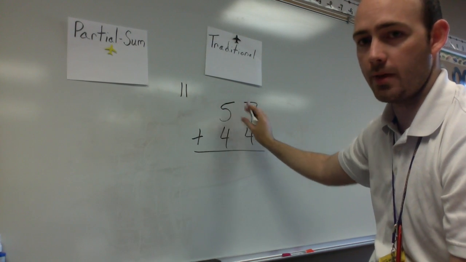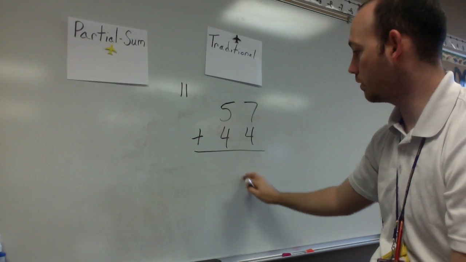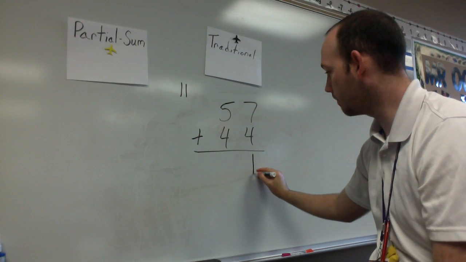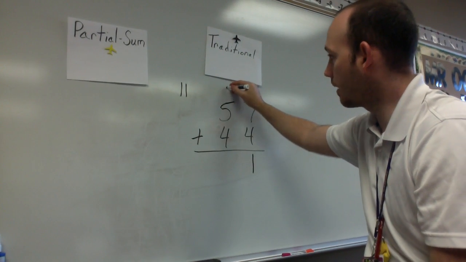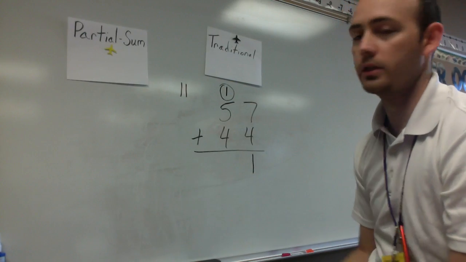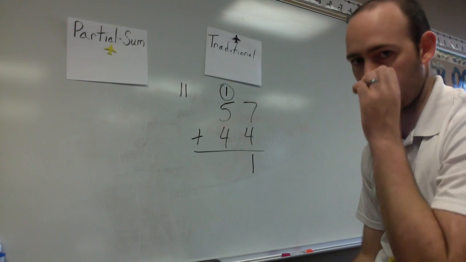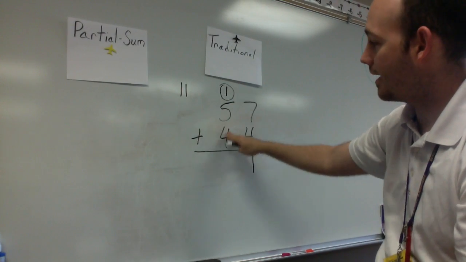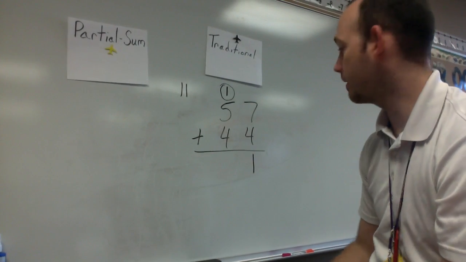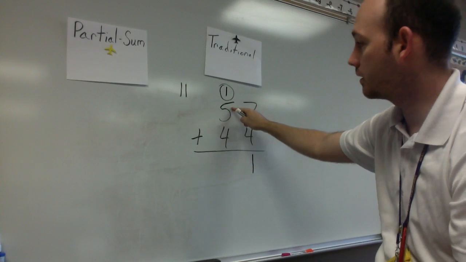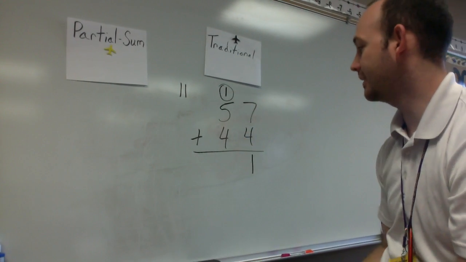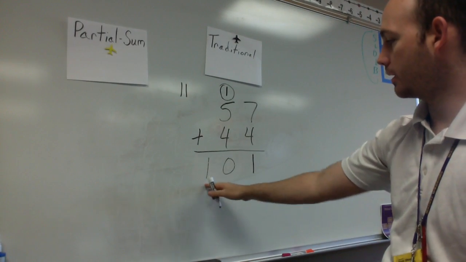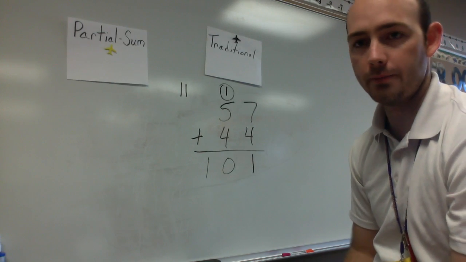So in the traditional method, I'm only recording what goes in the ones place here. So I'm going to put my 1 here, and then I have another 10. So I'm going to write that above here. I like to circle it so I don't forget about it. You don't have to circle it if you don't want to, but I have found that it's a great strategy for me. Now I'm going to add that in with these as I add them together. So I have 1 plus 5 is 6. 6 plus 4 is 10. I can write 10 here. And my answer is 101.